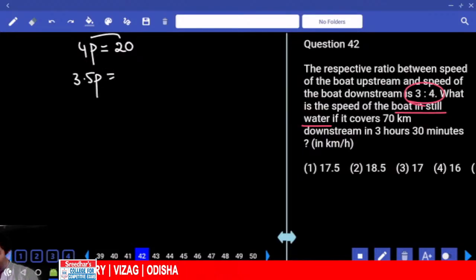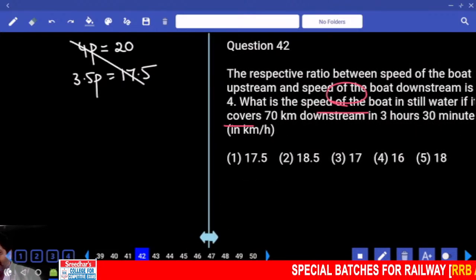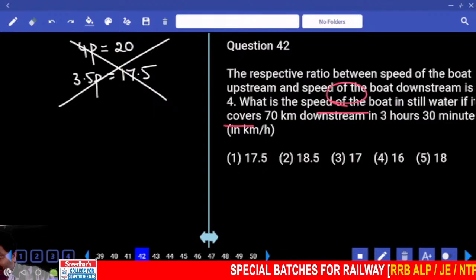4 how many times is 20? 5 times. 3 and a half, 5 times, 17.5. That's all. Yes? Actually, you don't need to write this solution also.